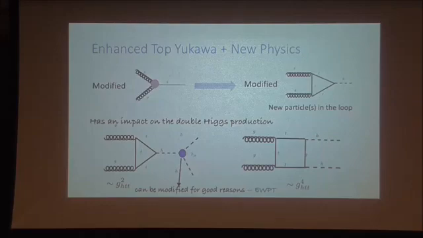to the fourth power. Both of them are sensitive to the new loop particles, and the good thing is they have different form factors. In addition, the triangle diagram is also sensitive to a modified trilinear coupling. And the trilinear coupling can be modified for good reasons from the theory side, because the trilinear coupling is closely related to the nature of electroweak phase transition.